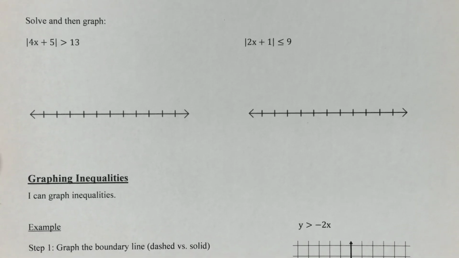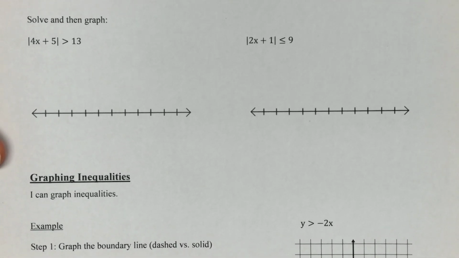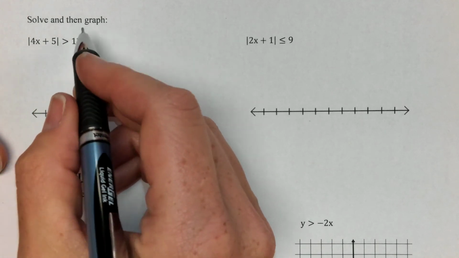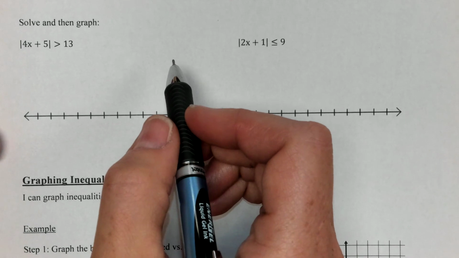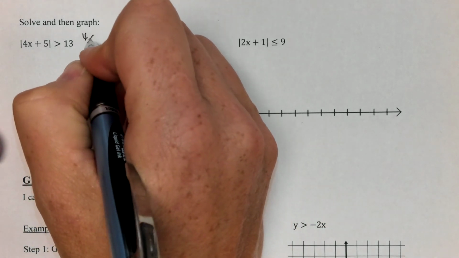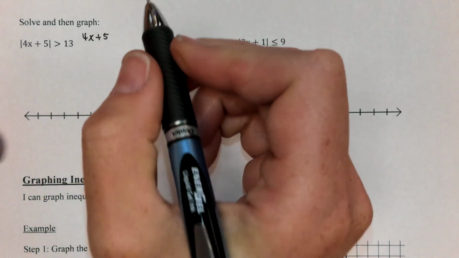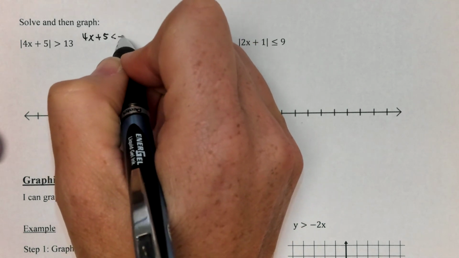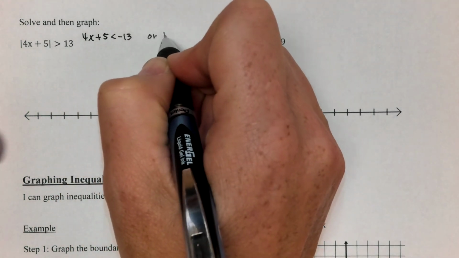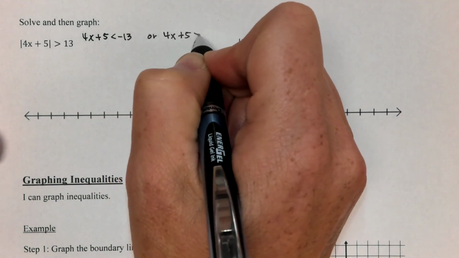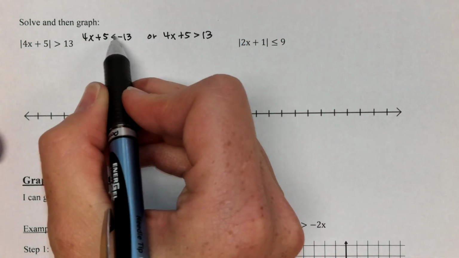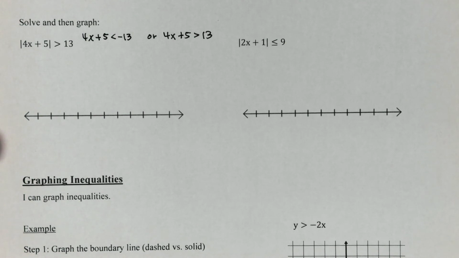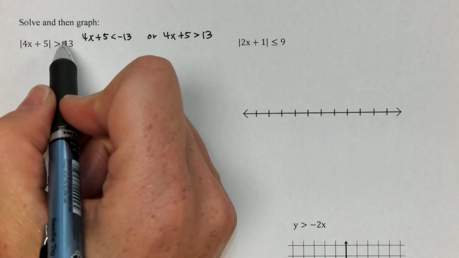So the first one is 4x plus 5 is greater than 13. So since we are greater than, that's actually a two-parter. So sorry, we're going to split it apart, make our 2 or statements. So I got 4x plus 5, and either you are going to be less than negative 13, or you are going to be greater than 13. So you've got the original statement, that's one of them, and then you flip the sign and make it negative for the other one. So you're looking for all the things that could be greater than 13.